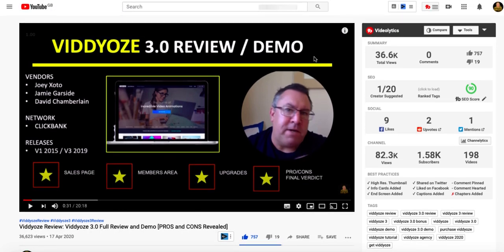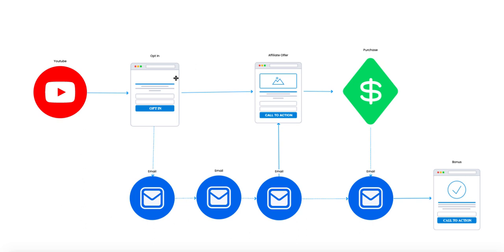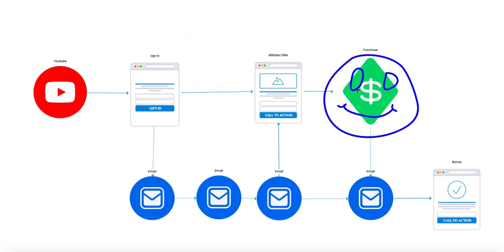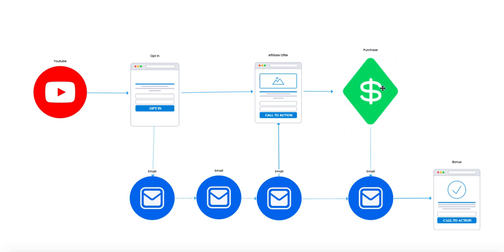But one issue that I have got at the moment is that for a while I've just been direct linking to the product. Now what that means is, if you look at this here, the piece I'm actually going to show you today is this opt-in page here. Now at the moment there isn't one there. What I'm doing is the traffic is coming straight from YouTube, straight over to the affiliate offer, and then if they decide to purchase, great. If not, I don't really see them again, and I don't have any way of contacting them.